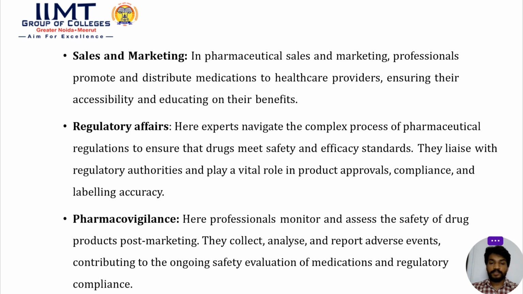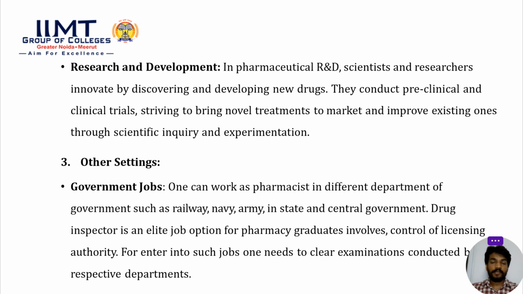The next department is pharmacovigilance. Here, professionals monitor and assess the safety of drug products, particularly once the drug comes onto the market. They collect, analyze, and report adverse events, contributing to the ongoing safety evaluation of medications and regulatory compliance.